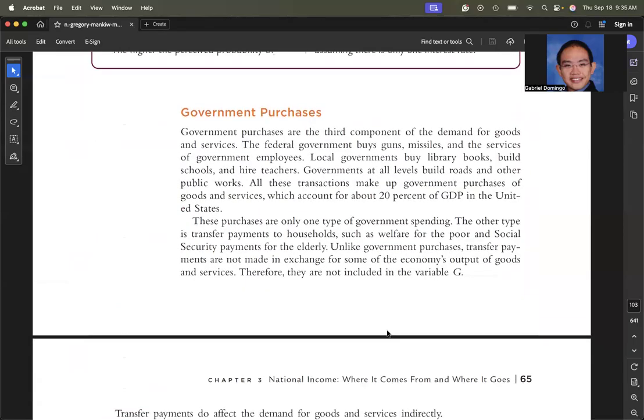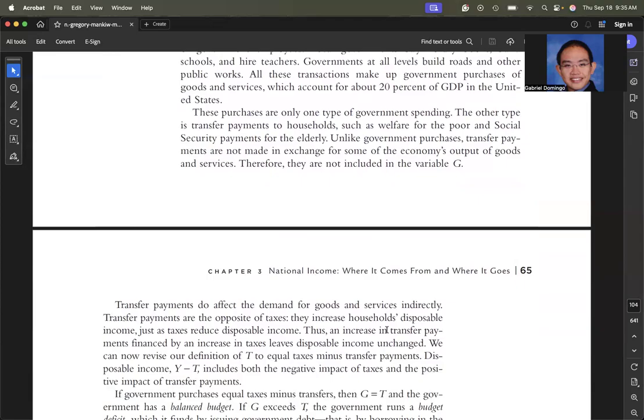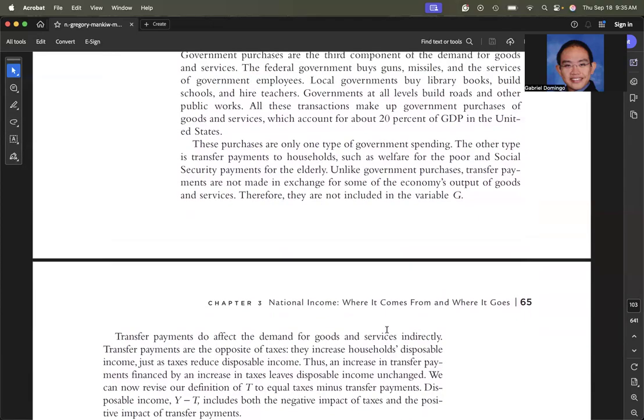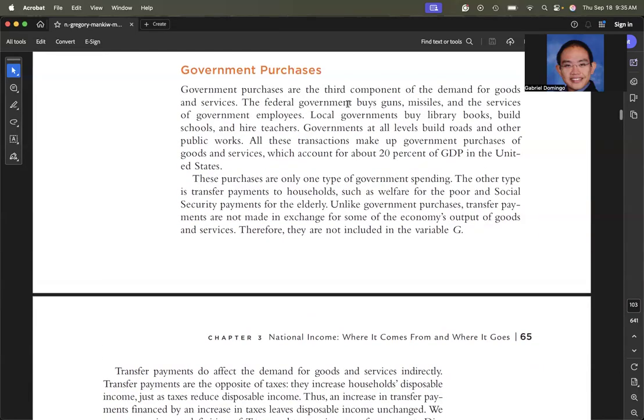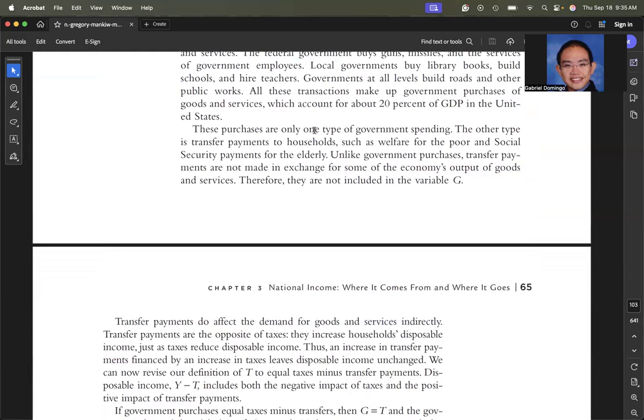Next is government purchases. Government purchases are the third component of the demand for goods and services. So there are different kinds of spending by the government. Government at all levels will produce goods such as roads and other public works. They buy weapons for national defense, the services of government employees. They spend on education, like in the public sector, and so on. These purchases are one type of government spending.